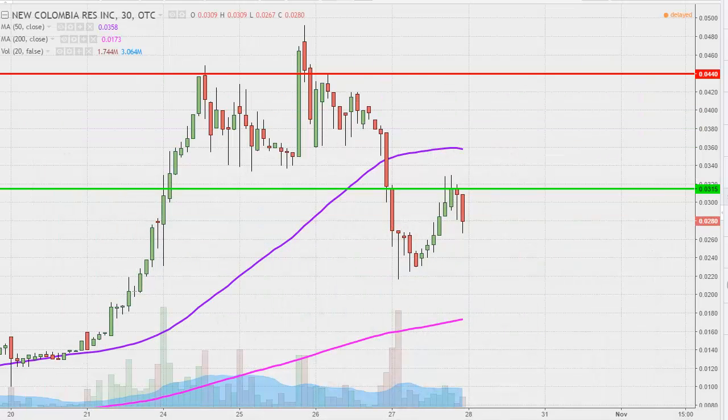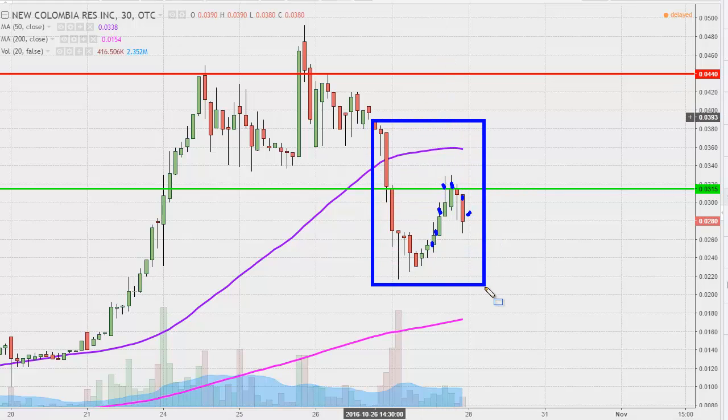Real quick, what do I mean by 30-minute in case maybe you're new to charts? Instead of each one of these candlesticks representing 1 day's worth of price action, which is what you would normally see, each one represents 30 minutes. So while this here may look like several days worth of price action, it's actually just today's price action broken down into 30-minute time slices.